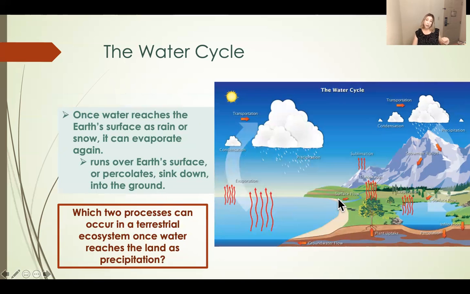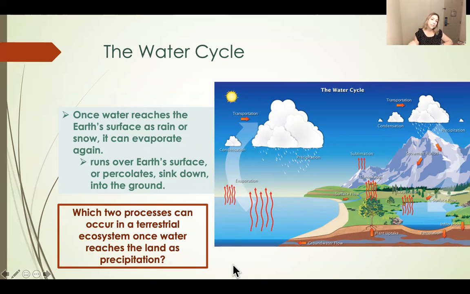Again, I used the same picture for all of my water cycle slides. So once water reaches the Earth's surface as rain or snow, it can evaporate again. So you have liquid water, it evaporates, it turns into water vapor in the atmosphere, it condenses into a cloud, and then you get precipitation, which is rain or snow, falling to the Earth's surface.